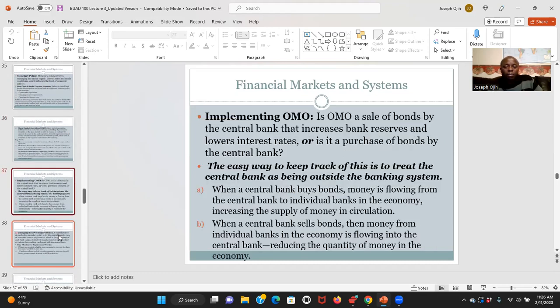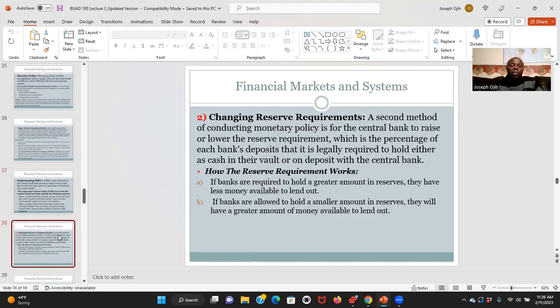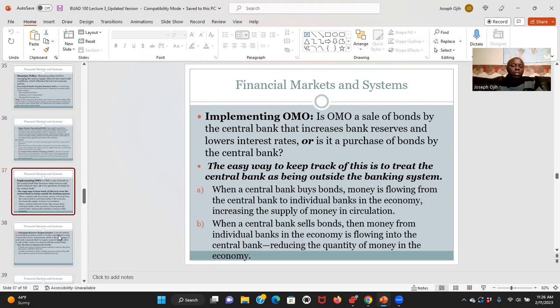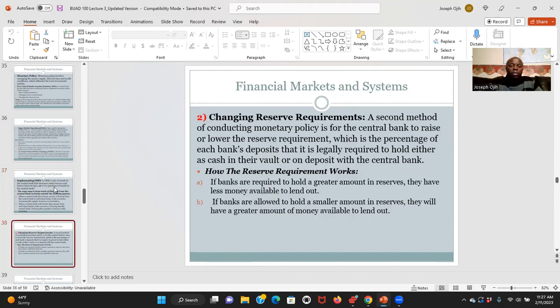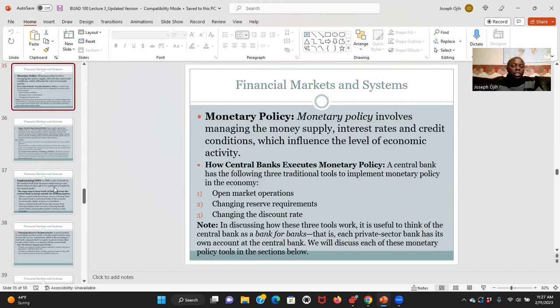So let's see how the Fed implements open market operation. Like I said, open market operation is the sale of federal bonds or the buying of bonds to either increase or control the money supply, or the amount of money in the hands of the commercial banks. When the Fed buys bonds, money flows from the central bank to the individual banks in the economy, which increases the money supply and the amount of money in circulation. When they sell bonds, the opposite is the result, which means that they reduce the quantity of money in circulation. So another tool they use is changing the reserve requirement.